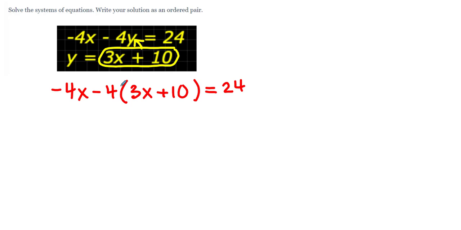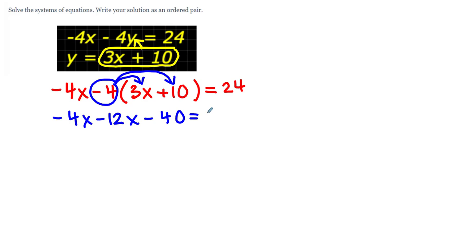10 in for y. Now what I'm going to have to do is, let me switch colors for this. I'm going to have to distribute this negative 4 that's on the outside here to both the 3x and to the 10 right there. We've got to distribute it through the parentheses to remove that. So I have negative 4x. Negative 4 times 3x is negative 12x. Negative 4 distributed 10 is negative 40 is equal to 24.